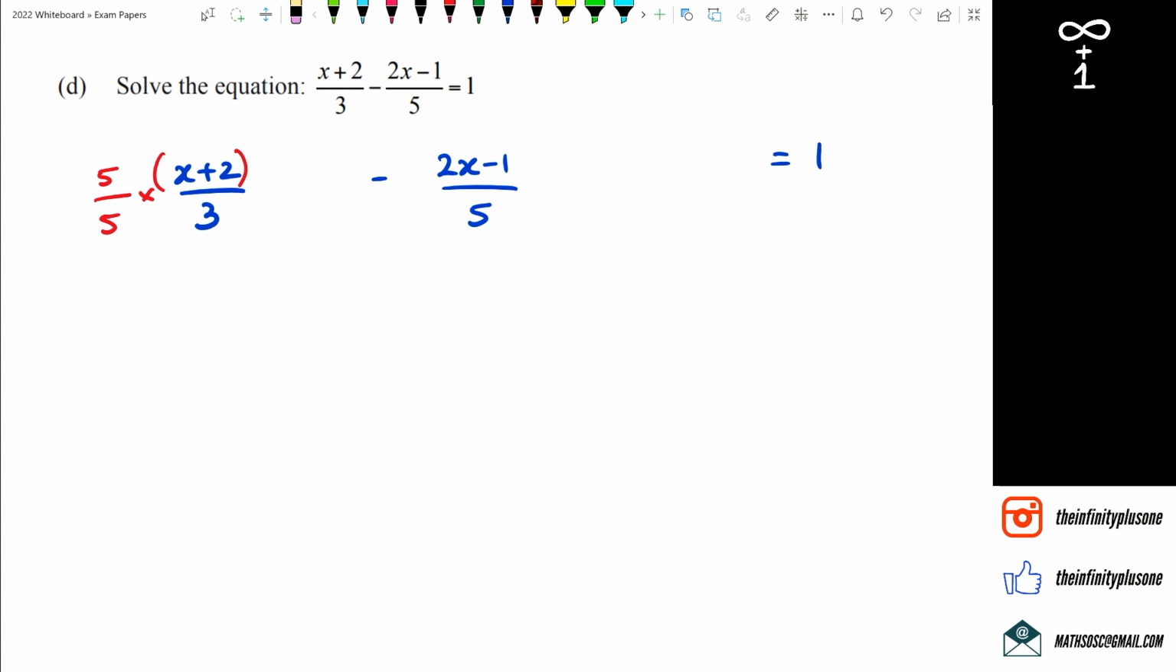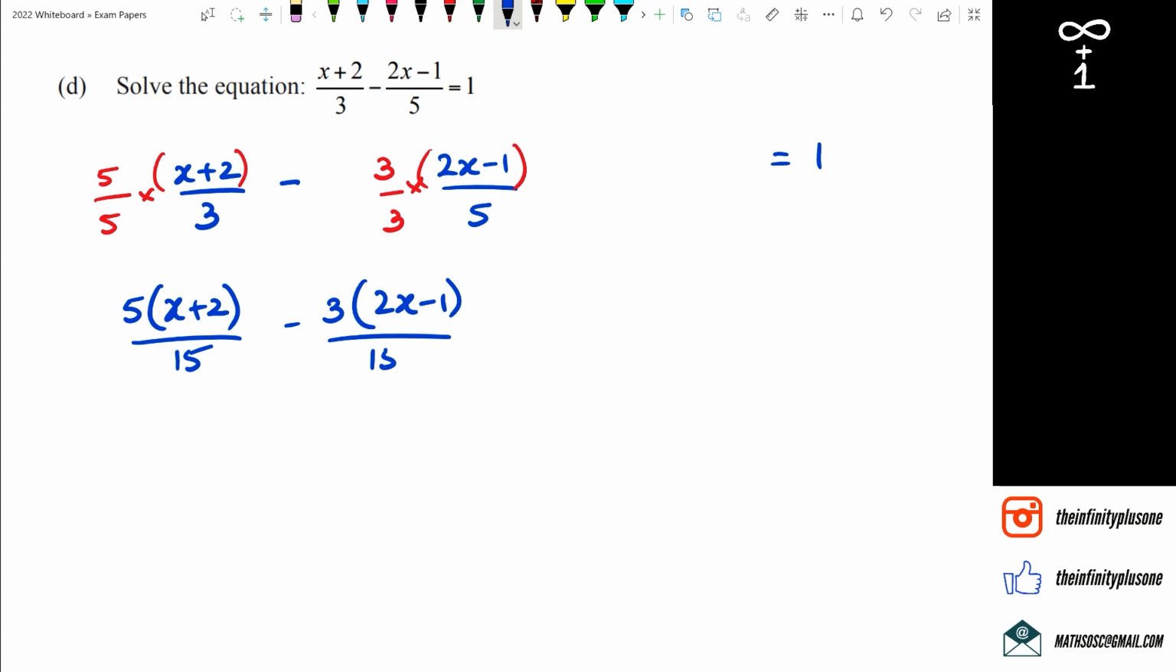And as for the second one, maybe I should have put that minus here. There we go. As for the second fraction, I've got to multiply the denominator by 3 and also the numerator by 3 as well, because now the denominator is equal to 15. So what I've got here is 5 brackets x plus 2 over 15 minus 3 brackets 2x minus 1 over 15 equals 1.